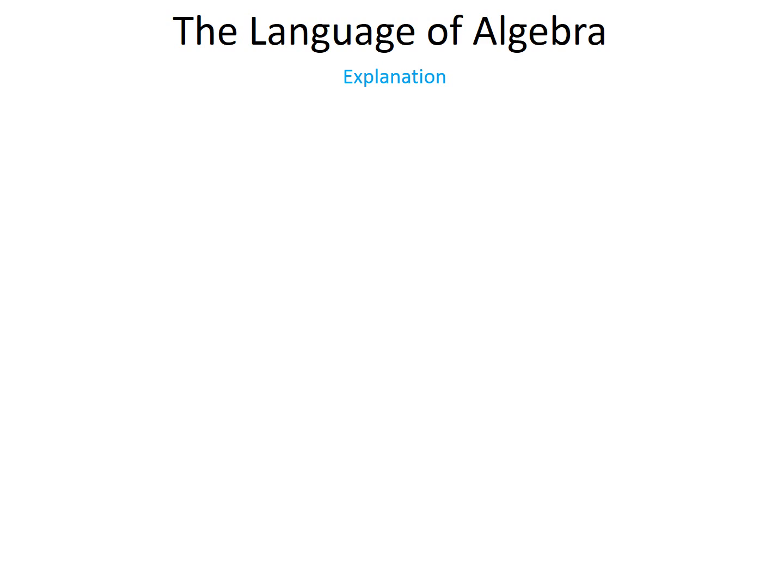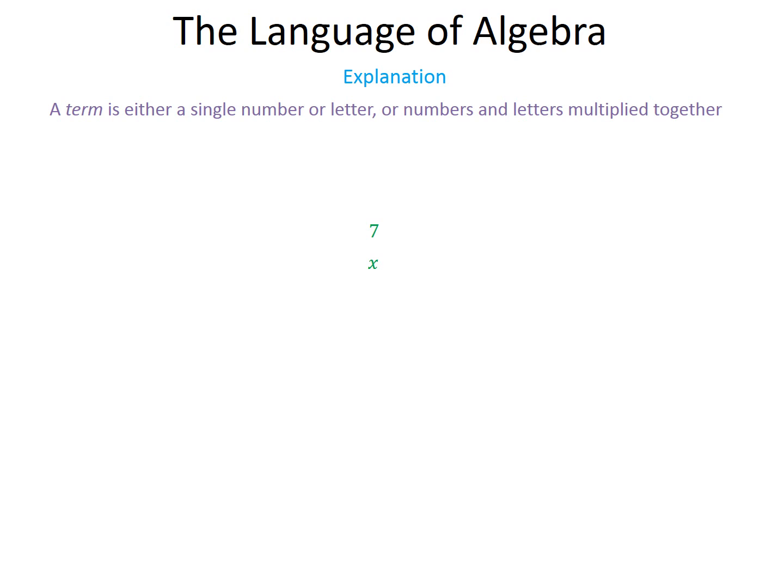Let's look at those words that we need to know. The first one is a term, which is either a single number, like 7, or it could be a single letter, like x, or it could be a number and a letter multiplied together, like 7x, or it could be just several letters multiplied together, mpx, that's a term, or it could be a number and several letters multiplied together. And so a term is any group of numbers and letters all together, basically without a plus or a minus sign. An expression is basically anything without an equal sign.